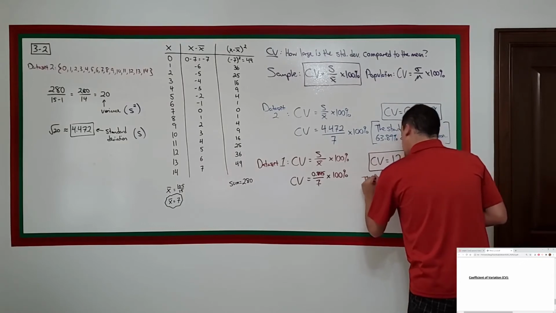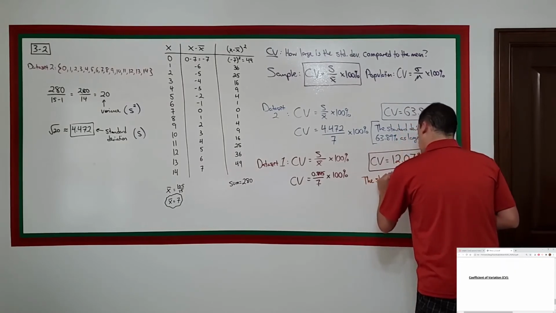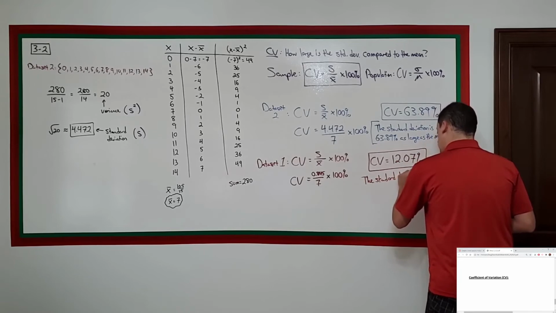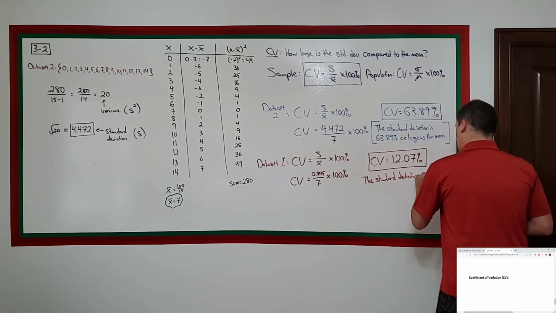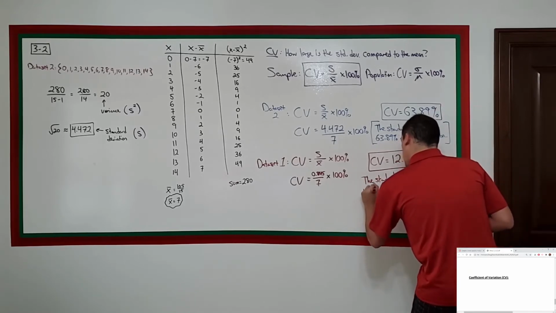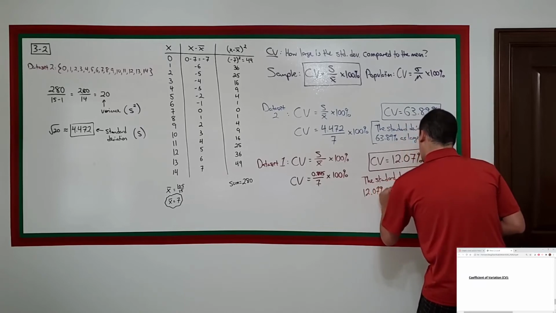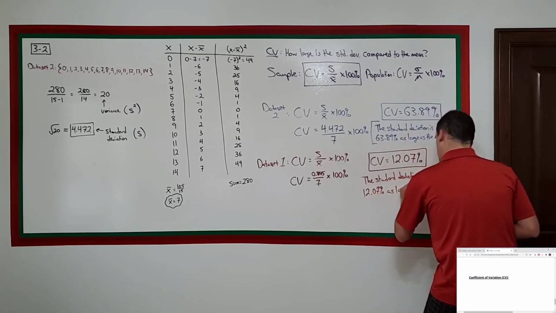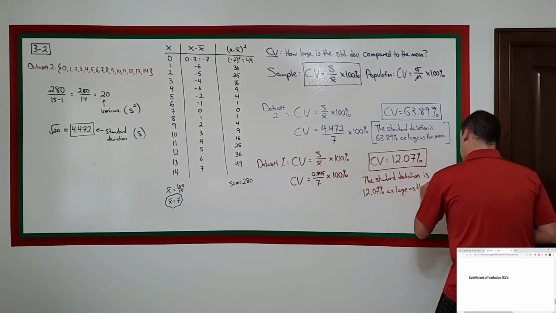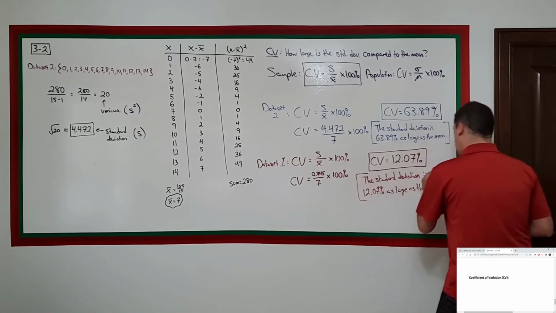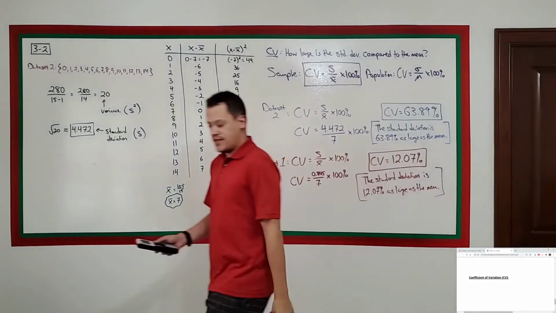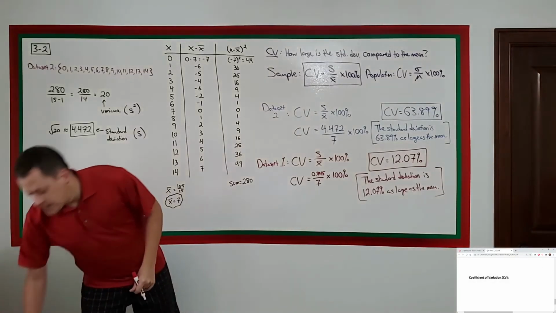Okay, so if I want to interpret that, the standard deviation is 12.07% as large as the mean. Same interpretation, just a different value.